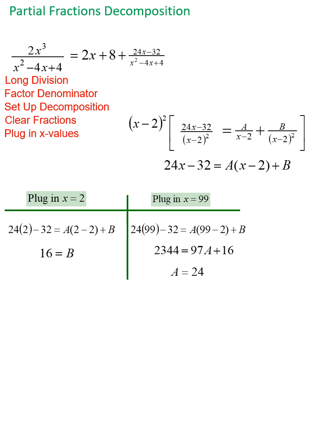Was plugging in 99 the best idea? Absolutely not. Would it have worked if I plugged in anything else? Yes, it would have. Now, this is the final decomposition here. Now look all around the page and piece all this together. I've taken the 2x plus 8 from my original long division and combined it with the decomposition from the fractional portion that was left after long division. Now I have a final decomposition for the original problem.